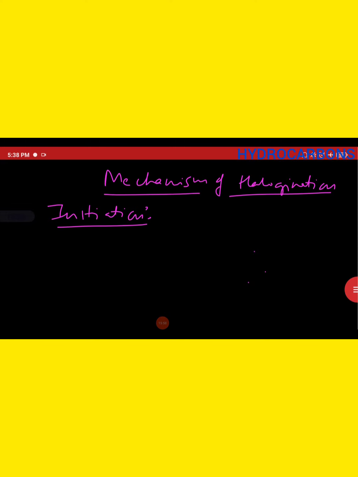Let us discuss now the mechanism of the halogenation reaction. It has 3 steps: chain initiation step, propagation step, and termination step. Let us start with the initiation step. A chlorine molecule, in the presence of sunlight, the bond between Cl and Cl breaks down and undergoes homolytic cleavage, which results in the formation of chlorine free radicals.